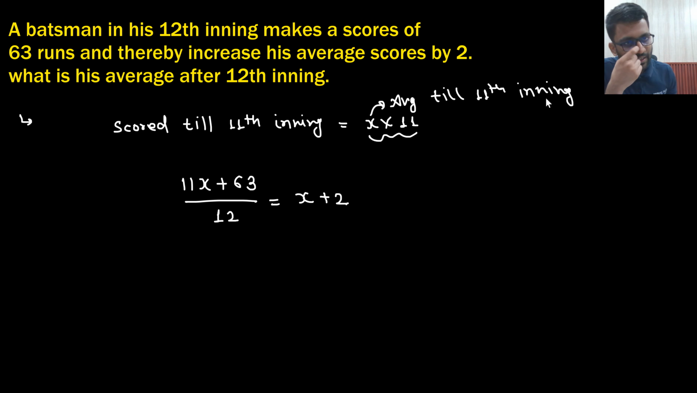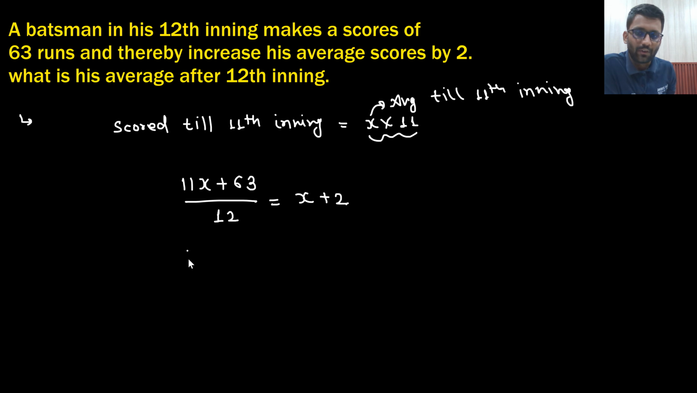His average till the 11th inning was x. So how many runs did he score? 11 into x. Because he got out 11 times, so 11 into x. Now he scored 63 runs in the 12th inning. So what will be his average? 11x plus 63 divided by 12. Now they are saying that his average has improved by 2 runs. So initially it was average x. Now it has improved by 2 runs, so now the average has become x plus 2.